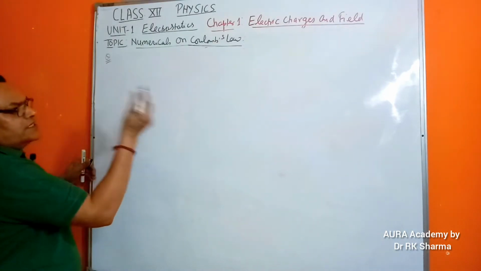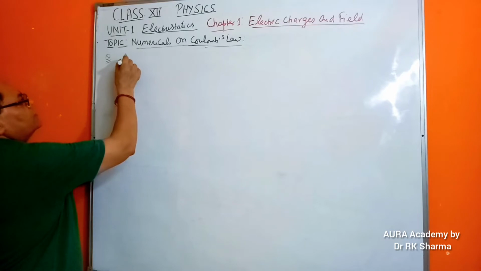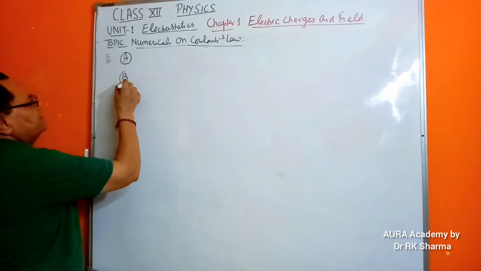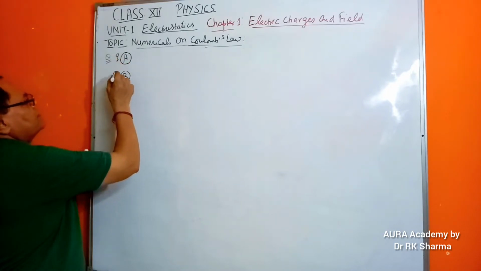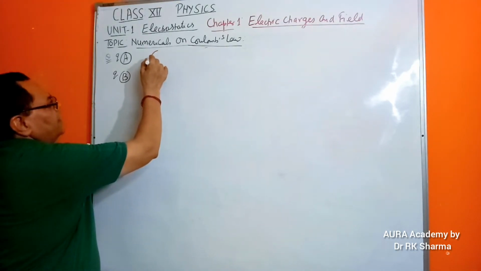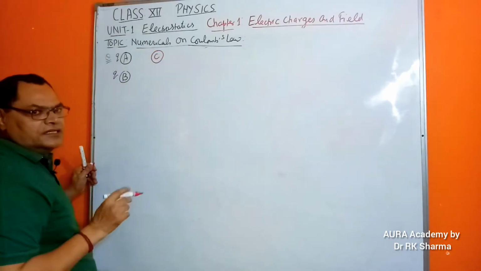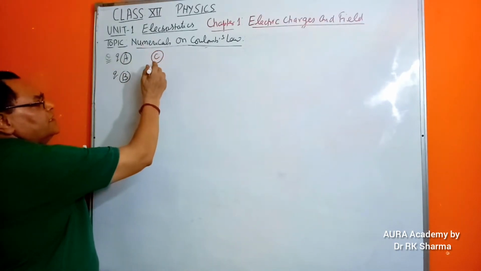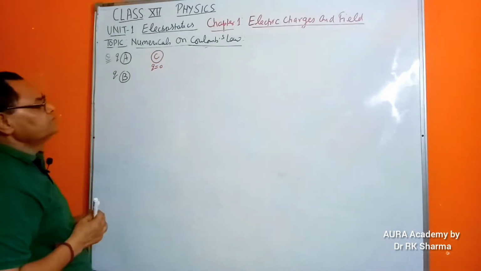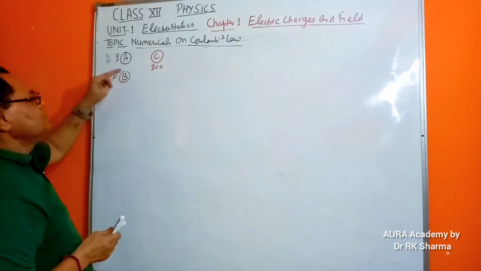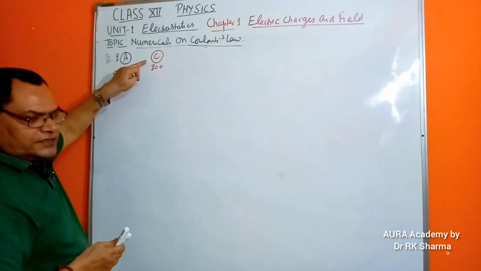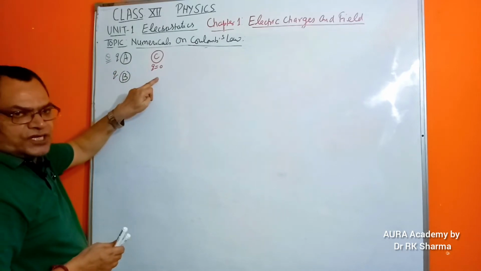Now see, the question says there are two identical charged spheres. Suppose there is charged sphere A and charged sphere B, and let's say each possesses charge Q. Clear? Now there is a third identical sphere C. Identical means of the same matter, same size, but it is uncharged. There is no charge on this. So please try to understand the question first. We are taking the two identical charged spheres A and B having same charges. There is a third identical sphere C, but uncharged.